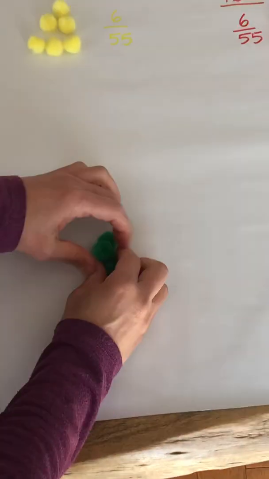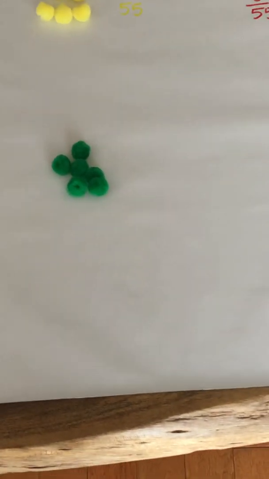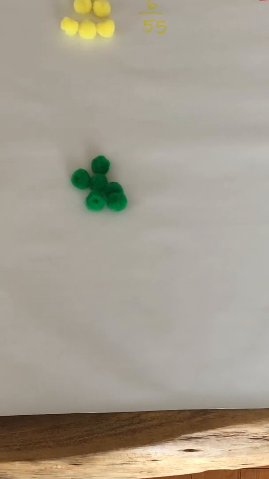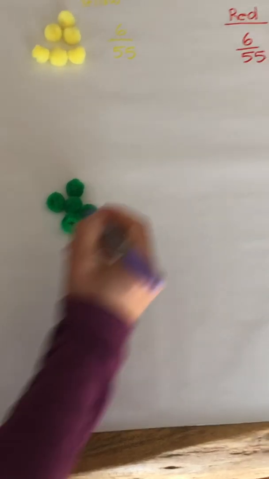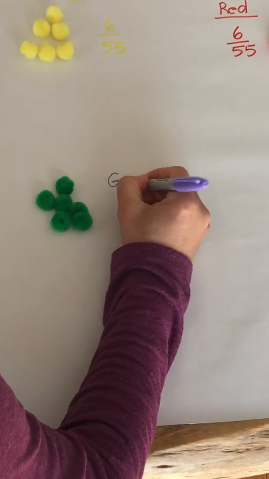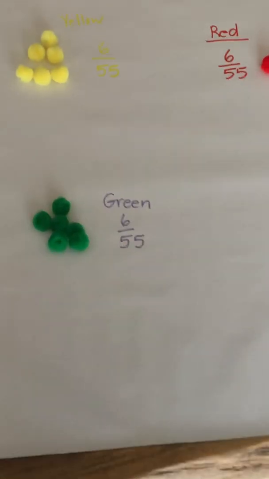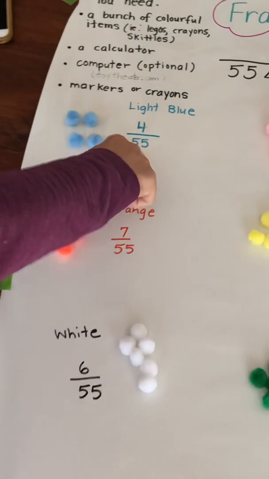And I have 2, 4, 6 green. 6 seems to be a common number. Let's see. Okay, so I don't have green, so I'm just going to use purple. So green, that's kind of weird, but whatever. 6 out of 55. Okay, so now we are going to turn these into percentages, which is actually really, really easy to do.